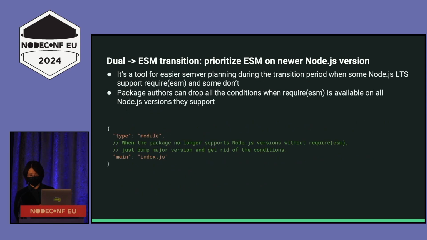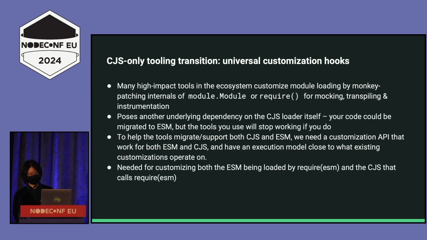The new condition is just a tool for early adopters to ship ESM first during the transition period, when some active Node LTS versions support require ESM and some don't. The path forward is that when a package no longer supports any old Node versions that don't support require ESM, they can drop all the special cases and either just use the default export condition or just use the main field to ship only ESM.